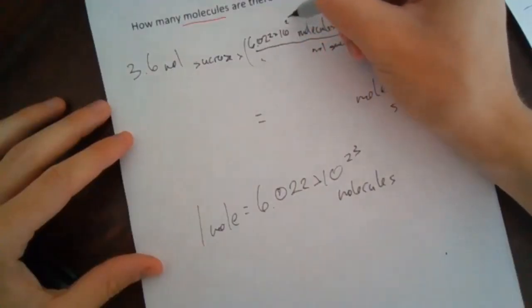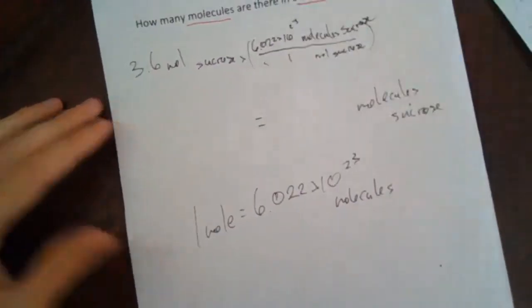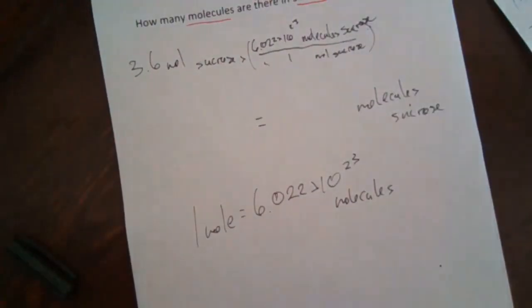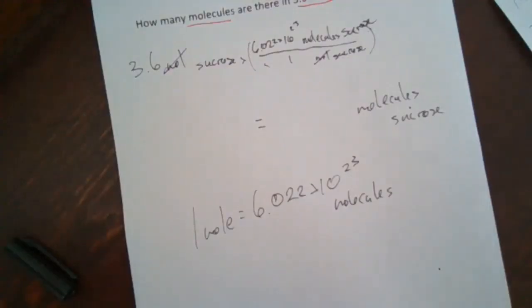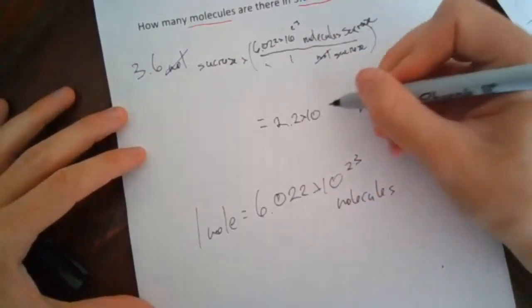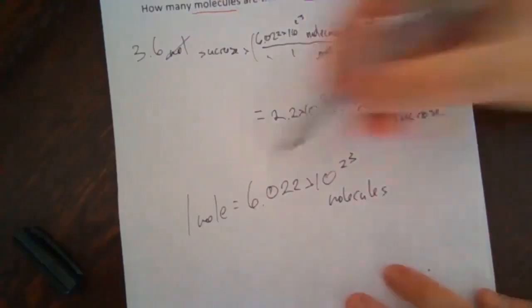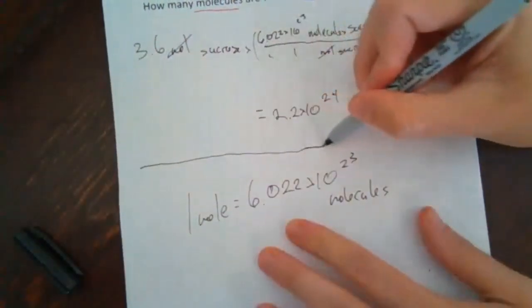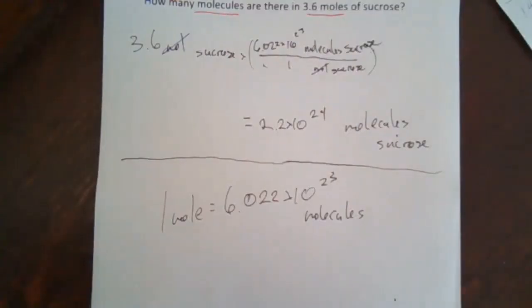So we can go ahead and plug that in. 6.022 times 10 to the 23rd. I kind of cheated, that's why I left a lot of space. I knew this was going to be long. Per 1 mole. So we can see that our moles are going to cancel out. We're left with the molecules that we wanted. And we end up with 2.2 times 10 to the 24th molecules of sucrose. Go ahead and separate that out. So we can see we get a pretty big number of molecules of sucrose.